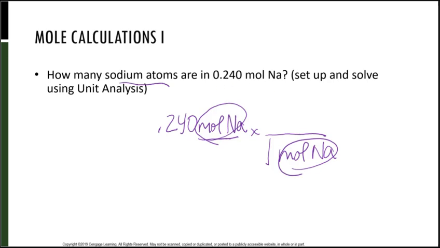And so what do we want? We want atoms. So we know that there's 6.02 times 10 to the 23rd atoms of sodium and 1 mole of sodium. Now I'm going to show you how to set this up on your calculator.